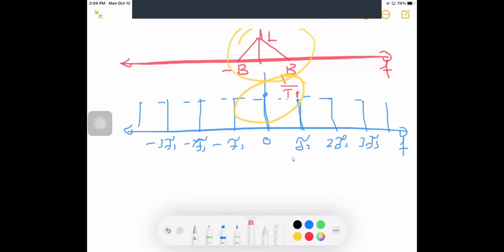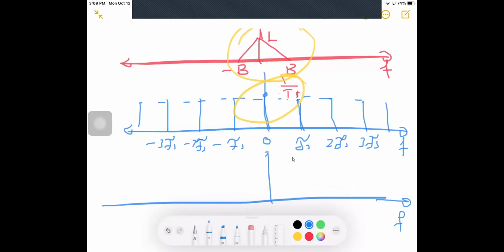Well, let's go back to the f, and this will be what?